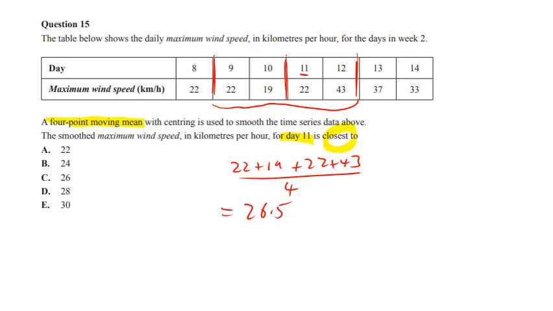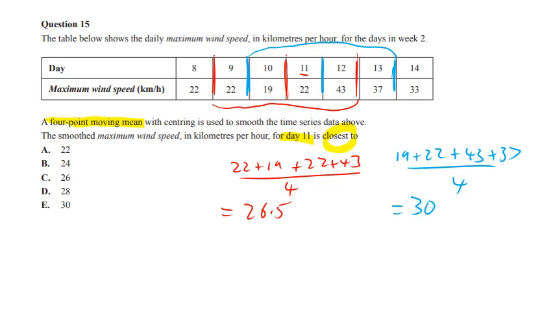Now, in an entirely different color, we could look at the average of these 4 numbers, and we can see it looks like this, and that's to the right of 11. And if we add up those numbers, we've got 19 plus 22 plus 43 plus 37. Divide that by 4, that equals 30.25.